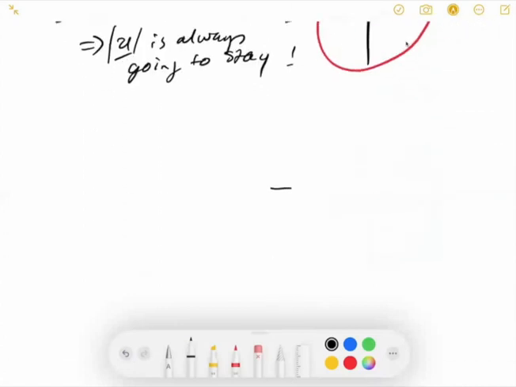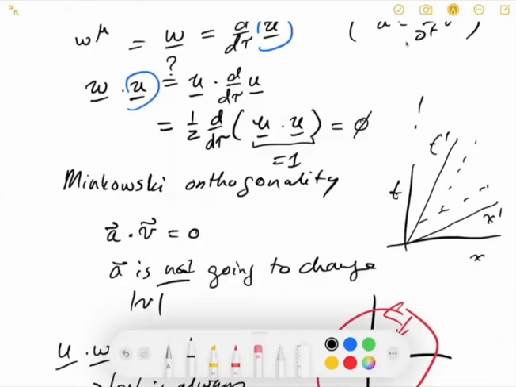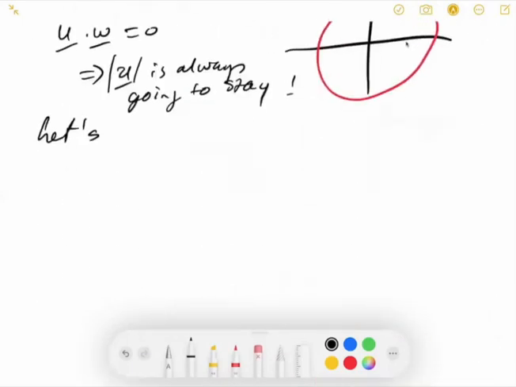Okay, now let's talk about momentum. How are we doing on space? Oh, okay. Let's talk momentum.